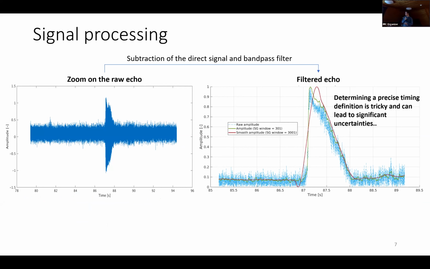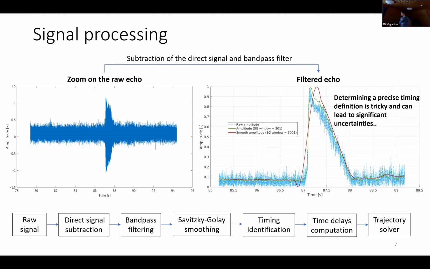You see that there are actually 3 curves. I apply some smoothing in order to get rid of the oscillations of the signal, which still remain. And in that specific signal, we have to identify a precise timing definition. And it's actually quite tricky because we need a good timing definition of the meteor appearance in order to compute our time delays. But depending on what filter you use, depending on what smoothing you apply, depending on if you use the half-rise time or the peak time, it will give different time delays, and that can lead to very big uncertainties.